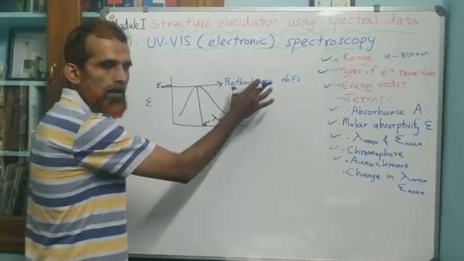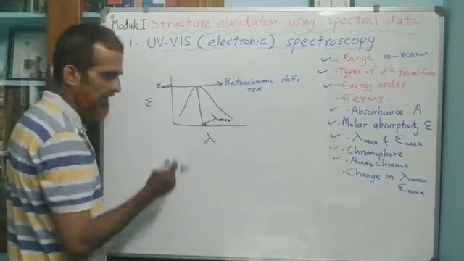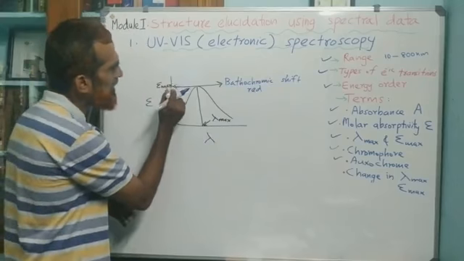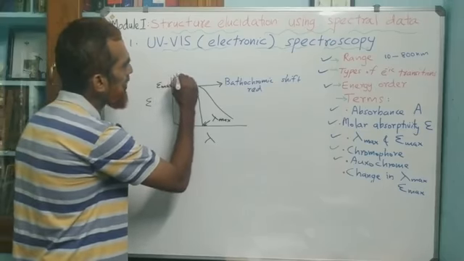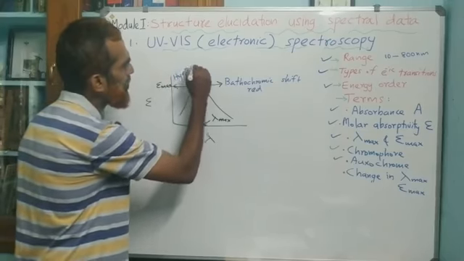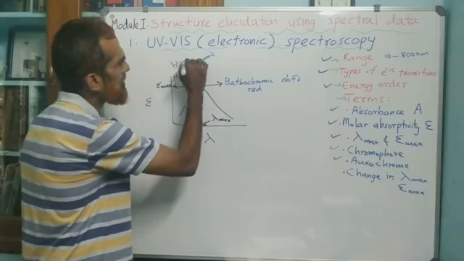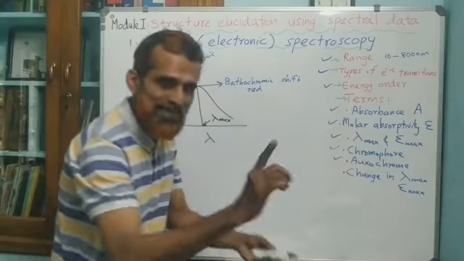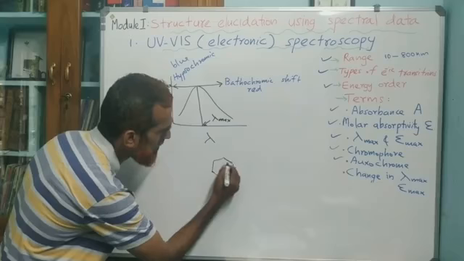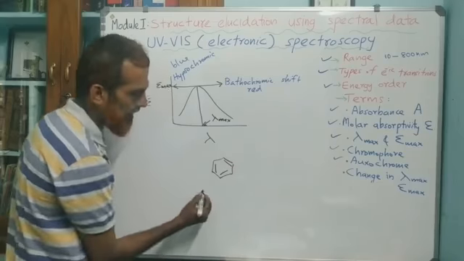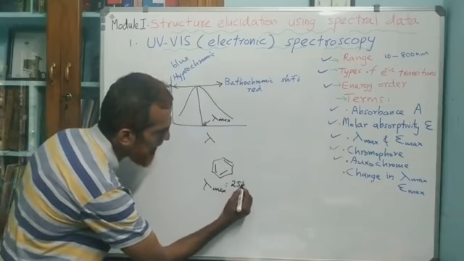If the lambda max of a molecule is decreasing, then you are moving in this direction. Lambda max is decreasing, it is known as Hypsochromic Shift. It is also known as blue shift. We can put a simple example to understand this. Look at this. Benzene. Okay. Lambda max of benzene is found to be 255 nanometer.